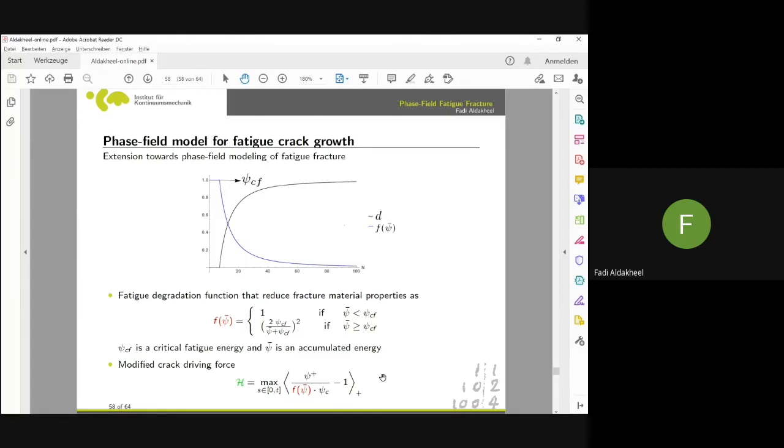Then we are ready for examples, right? Nothing else. You just need to apply the cyclic loading, with the new material parameter in the model, and that's it. But to start with fatigue without explaining all the theory of phase field would be difficult for you to understand. Because of that, I have used all my time to smoothly bring you here, right? So this is how it looks.